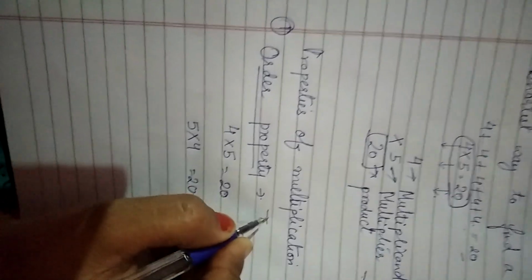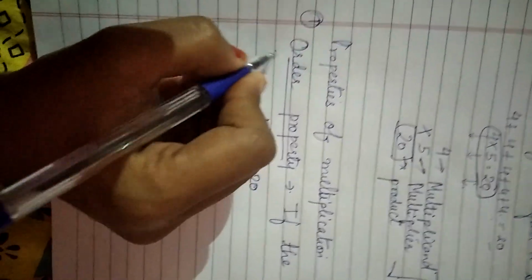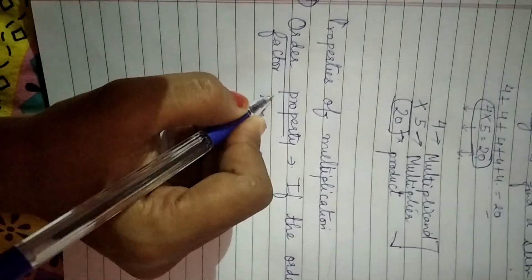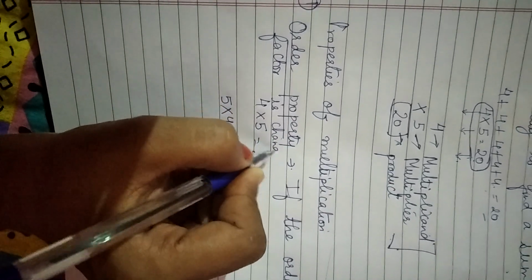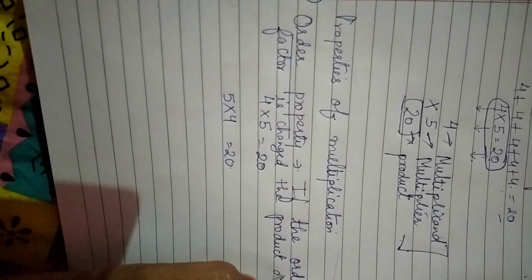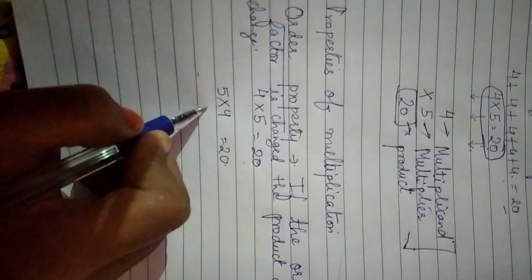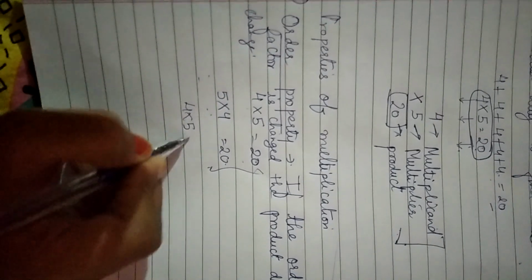It says that if the order of the factors is changed, the product does not change. Clear? Like 4 into 5 gives us 20, 5 into 4 gives us 20. The result is the same, even though the order of the factors is changed. So 4 into 5 is equal to 5 into 4.